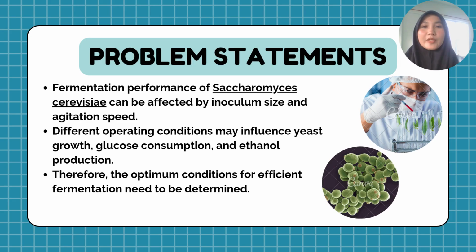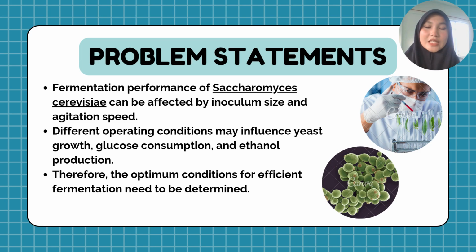For this experiment, we investigate the fermentation performance of Saccharomyces cerevisiae in the shake flask system. Fermentation is an important process used in various industries such as food, beverage, and bioethanol production. However, the efficiency of fermentation can be influenced by several operating parameters. Two important factors are inoculum size and agitation speed.